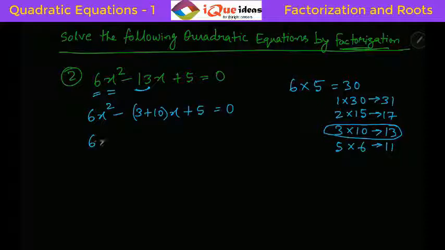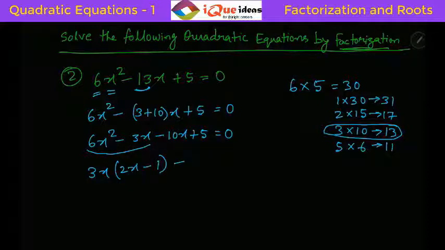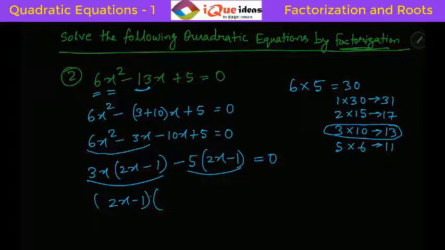Now open it, you will get 6x squared minus 3x minus 10x plus 5 equal to 0. Right? Now from 6x squared minus 3x, you can take 3x common. From 6, 3 gone, from x squared, x gone, so we will get 2x minus 1. And from minus 10x and plus 5, you can take minus 5 common, you will get 2x, and from plus 5, if you take out minus 5, you get minus 1, that is equal to 0. So that means from this and this expression, you can take 2x minus 1 common into 3x minus 5, that is equal to 0.